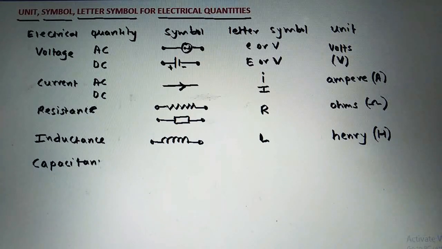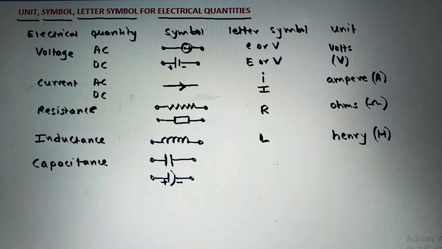The next electrical quantity that we will take here is capacitance, and the capacitance has this symbol. It also has this symbol. This is a polar capacitor and this is a non-polar capacitor. See here, positive and negative, these are the polarities shown. So this is the symbol for a polar capacitor and this is the symbol for a non-polar capacitor.